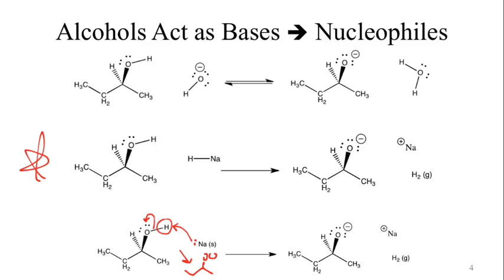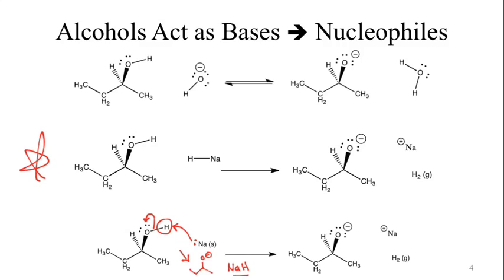Oh man, too small, I can't quite draw it. So we get our negatively charged... can't draw it right today. Try that again. Negatively charged oxygen, and we would get sodium hydride.